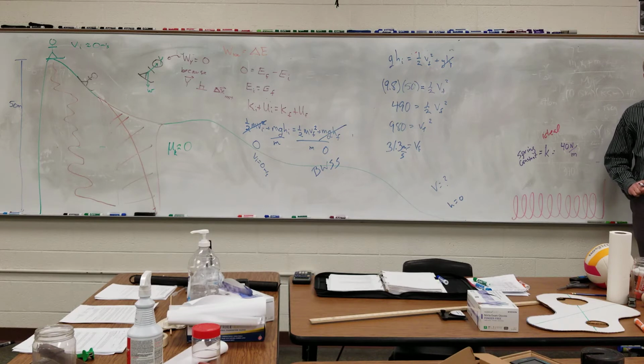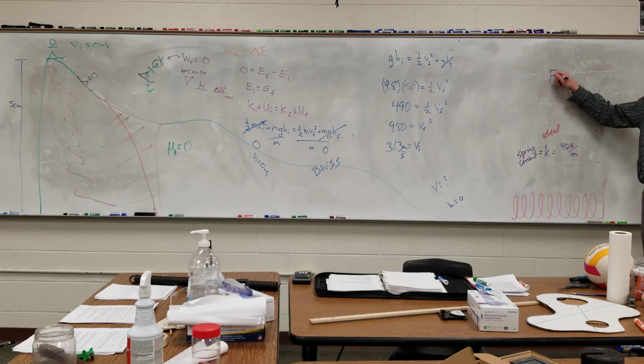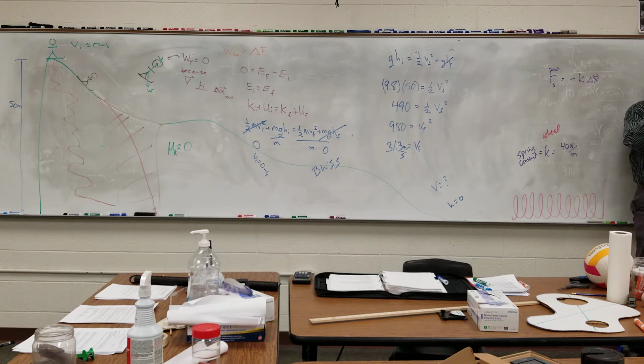The force from an ideal spring is conservative. The force from an ideal spring is negative k delta x. The negative just means that the force is opposite the displacement. So if I compress it, the force the spring exerts is opposite that. If I stretch a spring, the force that the spring exerts is opposite that. So that negative sign is just saying it's opposite. Because it is a conservative force, there's a potential energy formula. And the potential energy formula for an ideal spring is 1/2 k delta x squared.